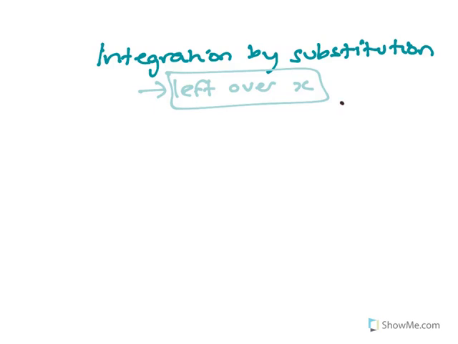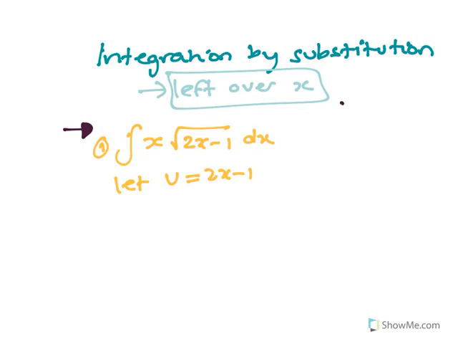Okay, I'm just going to look at integration by substitution where there is an x left over. Let's have a look at x root 2x minus 1 dx. It's going to be letting u equal 2x minus 1. So the first thing you do is you go du on dx, which is 2, so du is 2 dx.